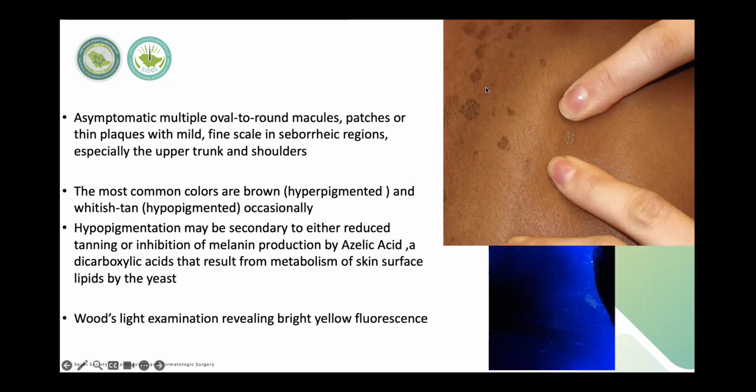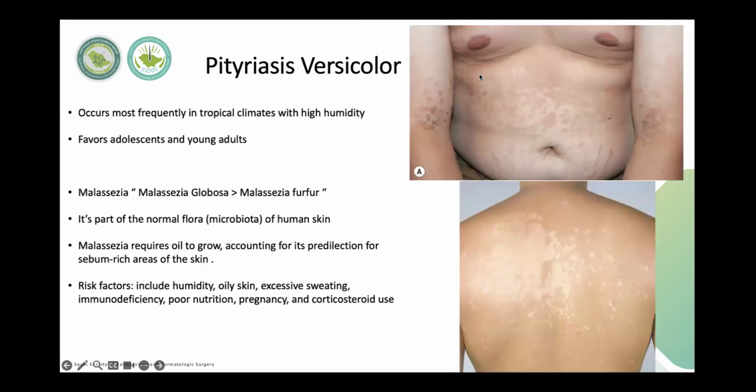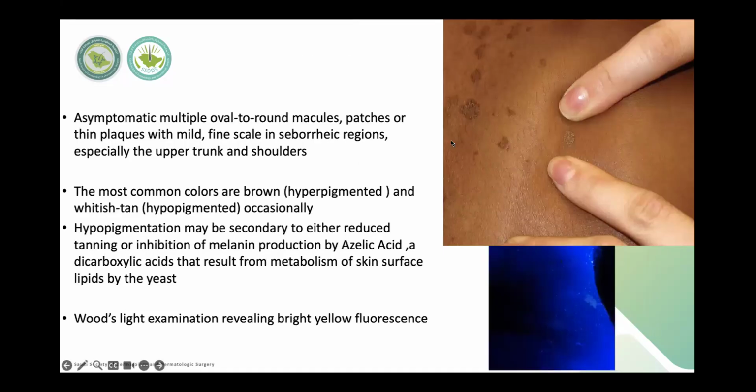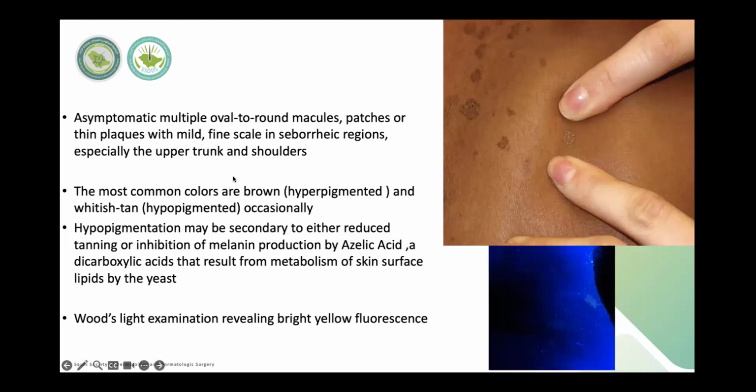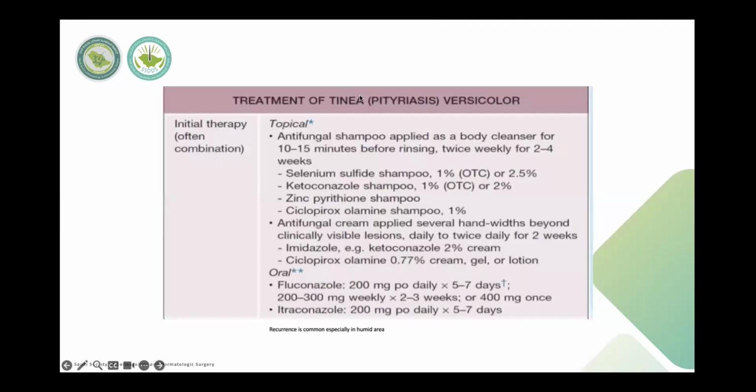One thing that I wanted to mention is that sometimes it can cause, like in this picture, hypopigmentation or hyperpigmentation. The reason is that this fungus produces a dicarboxylic acid, which is azelaic acid, which we use topically for hyperpigmentation. So that's the mechanism. For treatment, you can use topical antifungal shampoo, topical antifungal creams, and oral antifungals.